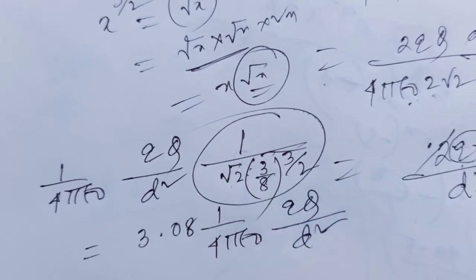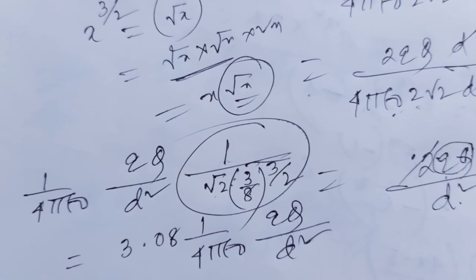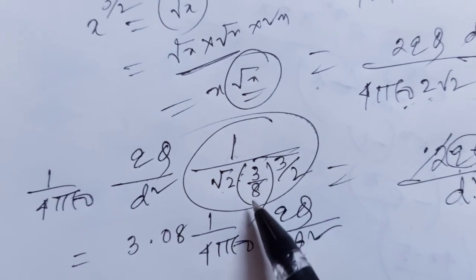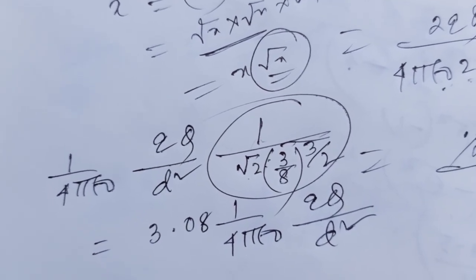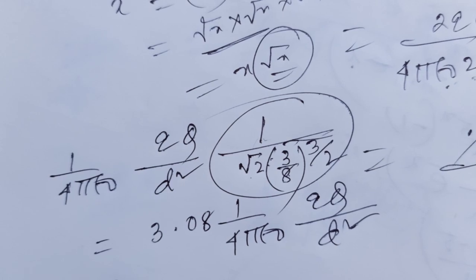Calculate it, root 2, that is 1.414, and 3 by 8 whole to the power 3 by 2. And then you can calculate, this is 3.08 into QQ by 4 pi epsilon naught into D square.